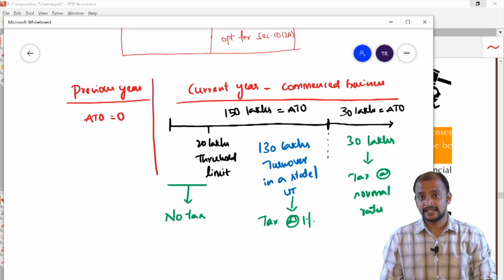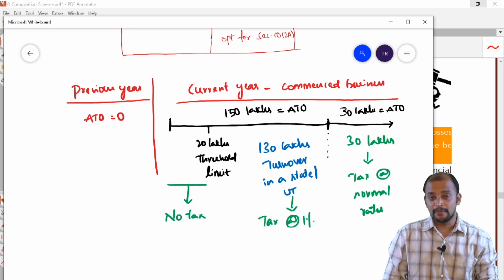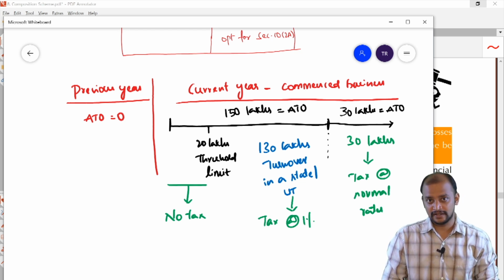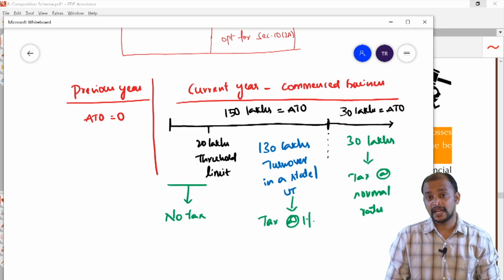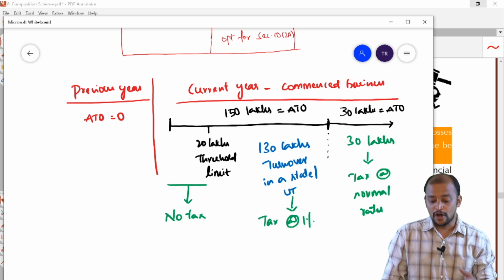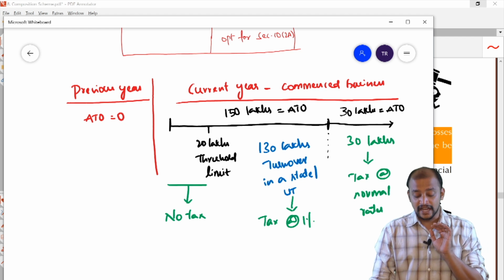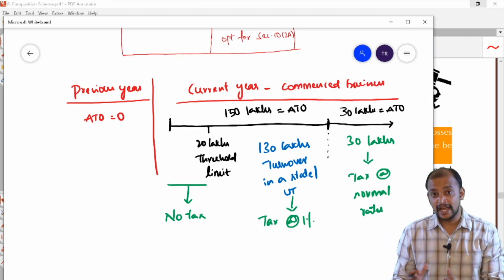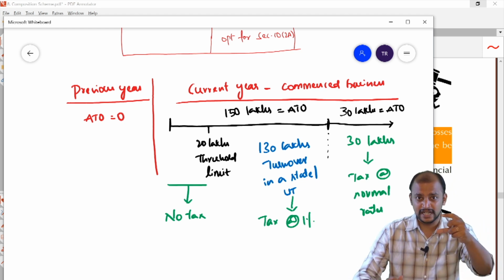Same way, when my aggregate turnover during the current year crosses 50 lakhs, I need to pay GST at the normal rates. That's what 10 subsection 3 says.